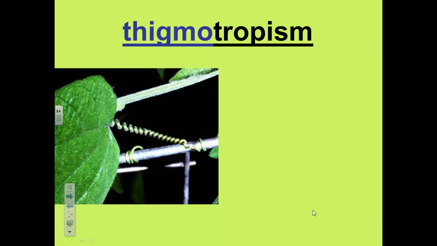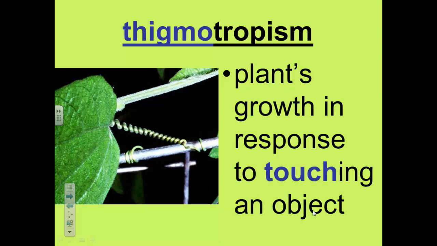The last example of a tropism is called thigmotropism. Thigmotropism is a plant's growth in response to touching an object. Thigmotropism can happen in stems or in roots. Stems of vines will often grow around posts, fences, and trellises. This helps to support the vine so it can grow high to get sunlight. Roots may bend to grow away from rocks and hard soil.